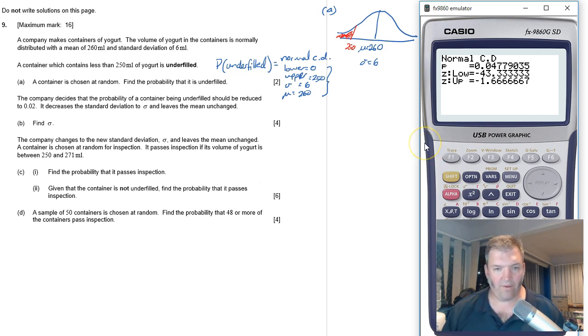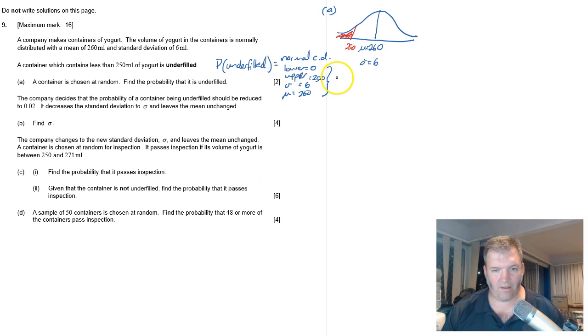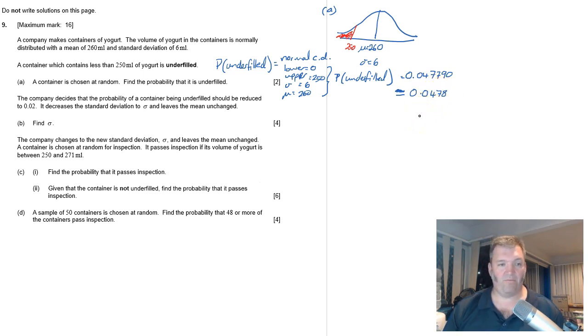0.0477903. Wow. So probability underfilled is 0.0477903. Something like that. You can go back and check if you're really concerned. I've got enough there to go with approximately equal to, keep forgetting to do that, always remember when I've got a pen to do it, 3 significant figures, 0.0478. That would be the proportion, or the probability that a container is underfilled.